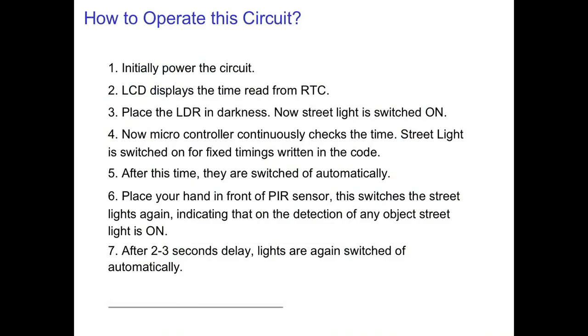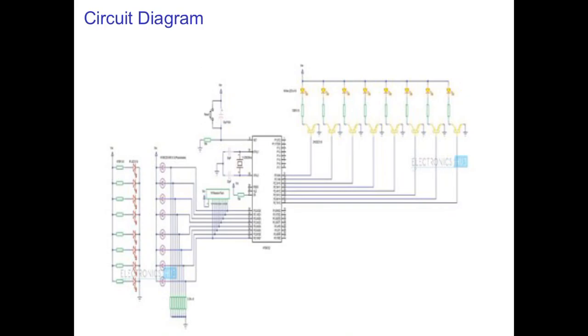If we place our hand in front of the PIR sensor, this switches the street lights on again, indicating that on the detection of any object, the street light is on. After a 2-3 second delay, lights are again switched off automatically. That is, if the PIR sensor senses a vehicle in the street, it switches on the street lights. Then it shows the circuit diagram of this system.